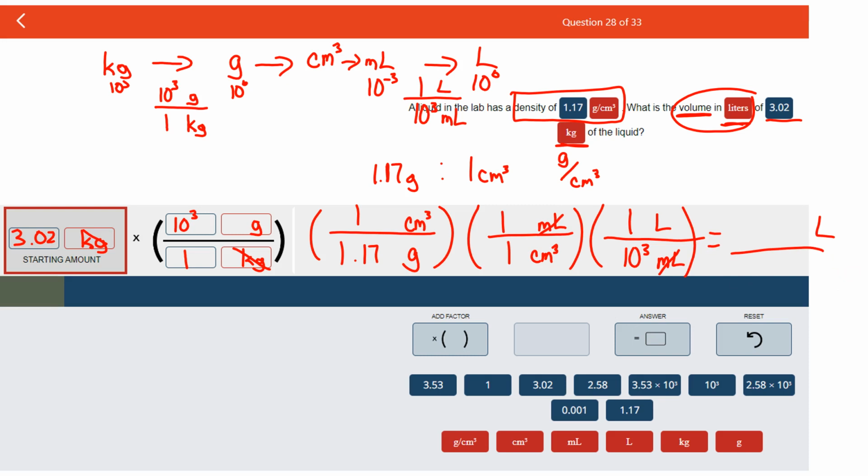All right. A couple of things, data entry in your calculator. I want you to notice something. Notice that I'm multiplying by 10 to the third here and dividing by 10 to the third here. So mathematically that cancels out. So really and truthfully in the calculator, I'm going to do 3.02 divided by 1.17, and I'm going to get my answer. But I did all of this to make sure that I'm getting rid of the right units and that I'm putting them in the right way.